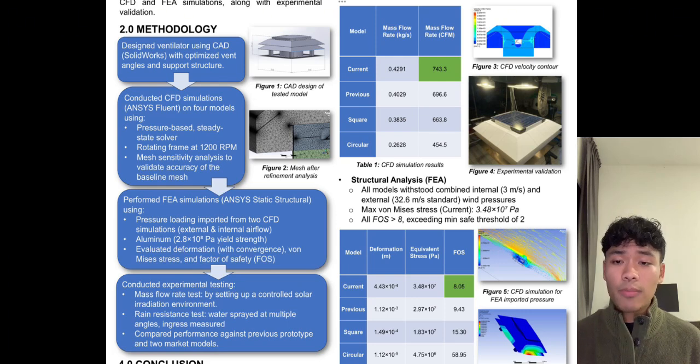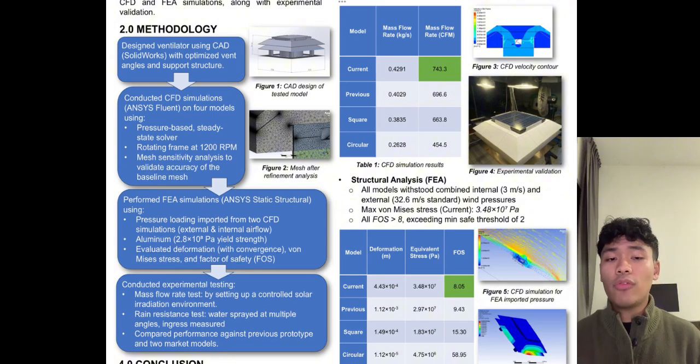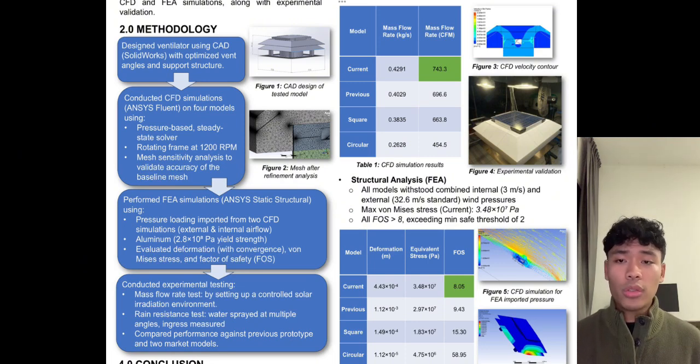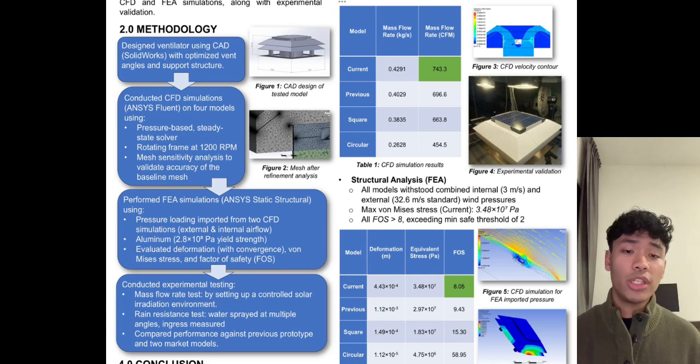So for the CFD setup, CFD simulations were run in ANSYS Fluent on 4 models: the current design, a previous prototype, and 2 commercial square and circular profile models. The setup used a steady-state pressure-based solver with a realizable k-epsilon turbulence model. A rotating frame of 1,200 RPM was applied, which was referenced from previous experimental studies. A mesh sensitivity analysis was also conducted to ensure result stability. As shown in Figure 2, mesh refinement achieved only a 3.75% variation, confirming simulation accuracy.